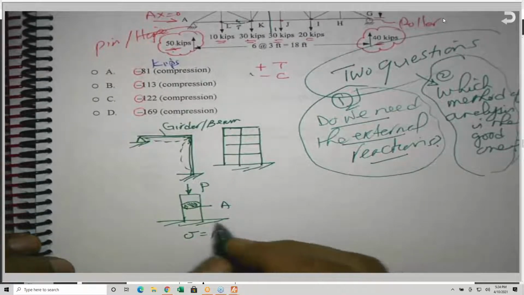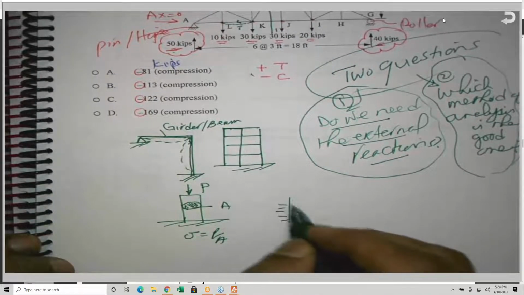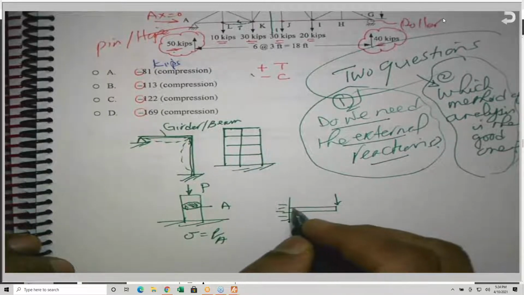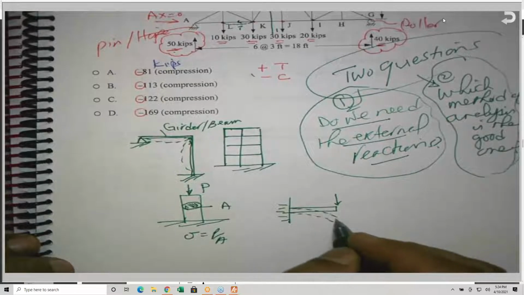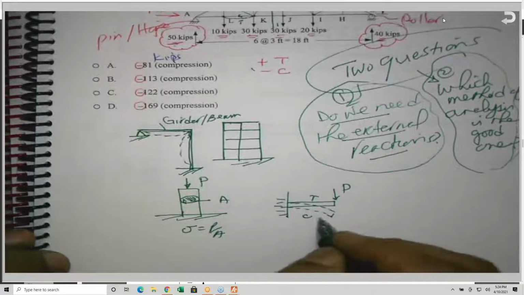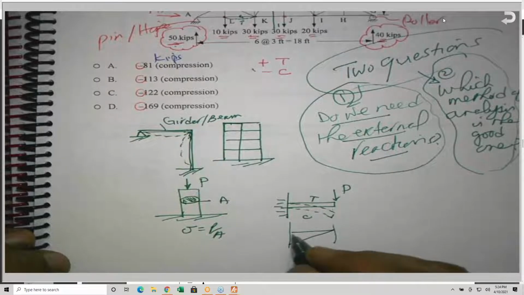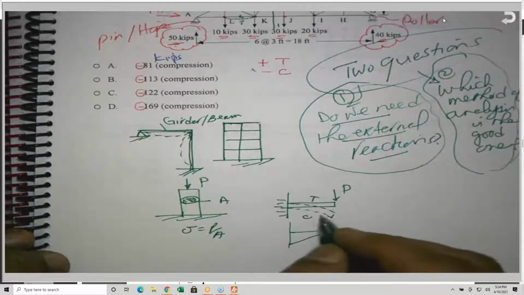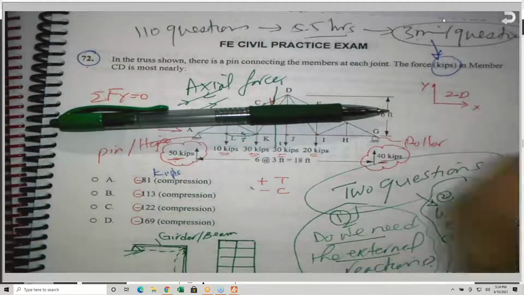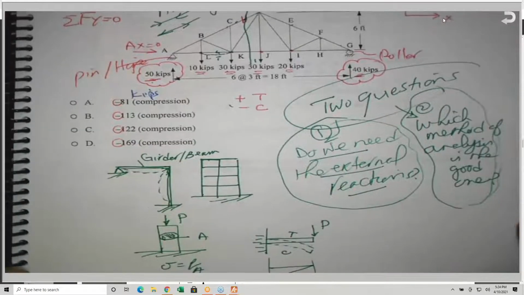But if the member is designed to carry bending, like a cantilever beam that has a load, it will go down like this, where this side is tension and this side is compression. So we have a bending moment. We are going to see later, when we draw the shear and bending moment diagram, that bending produces tension and compression. But these members carry only axial load, like a cable. They don't carry any bending moment.